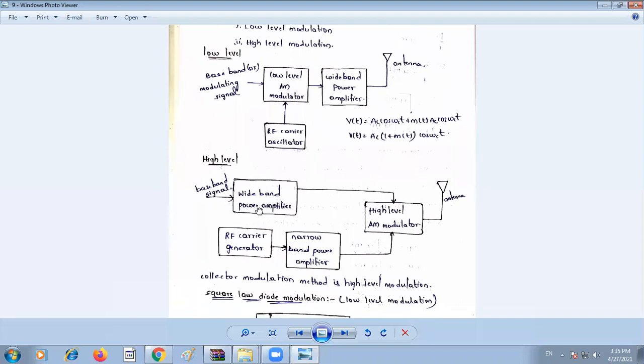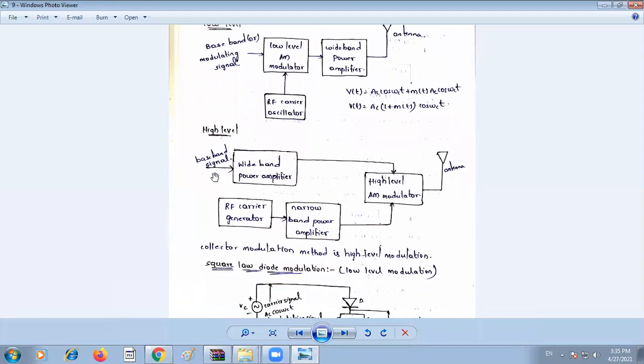High level modulation is when the baseband signal is given to a power amplifier, that is a wideband power amplifier, and the carrier signal is given to a narrowband power amplifier. After power amplification, these two signals are given to the modulator, that is the high level AM modulator. After modulation, an antenna is used to radiate. This is the high level modulation.